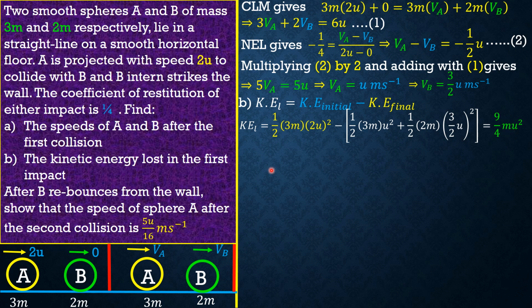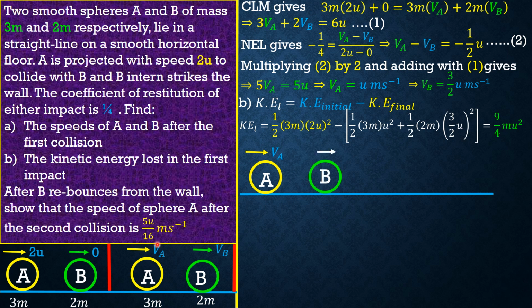Great, guys, great. Then now, friends, the next part is saying that after B rebounds from the wall, we should show that the speed of sphere A after the second collision is 5u/16 meters per second. Okay, so guys, let's picture the scenario. Let's look at how it goes. This is our horizontal floor. This is sphere A, guys, after the first impact with sphere B. After the first impact, it is going to acquire some speed, which is VA, right? So this is its speed VA, then for sphere B we still have its own speed in that direction, which you can call VB.